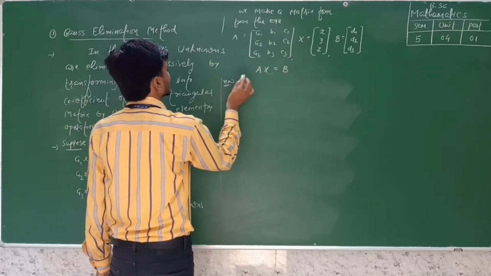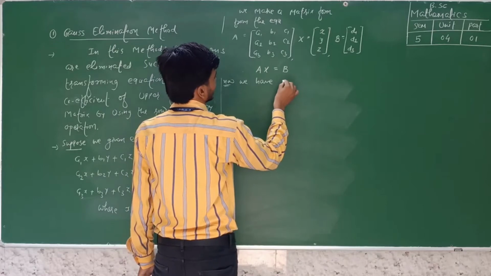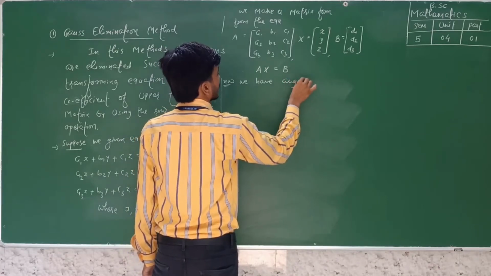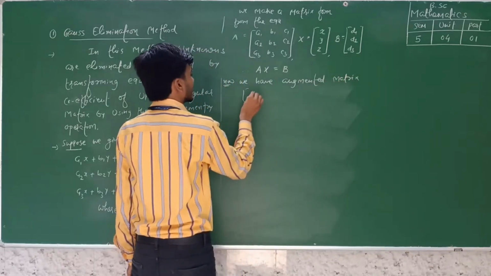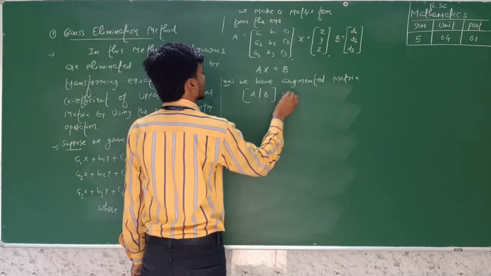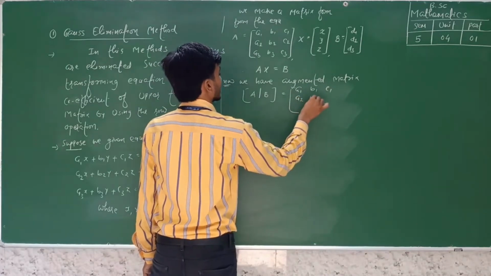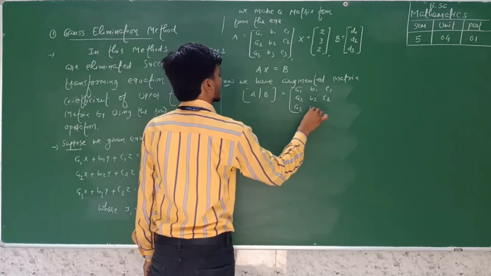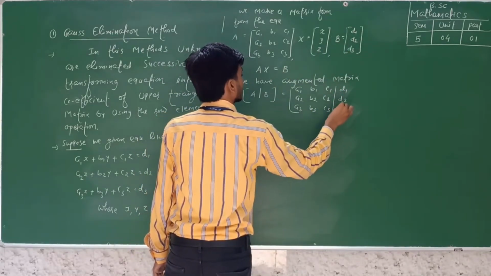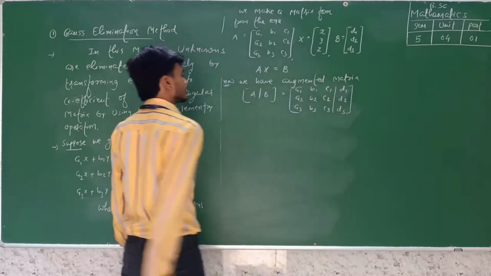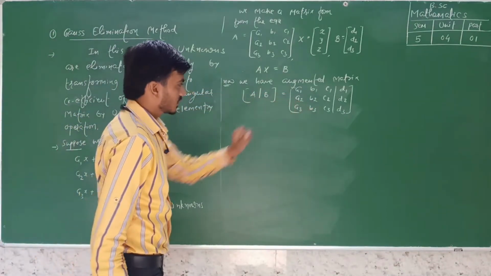Now we have an augmented matrix, A augmented B. That means the A matrix is A1, B1 and C1, A2, B2 and C2, A3, B3 and C3. Augmented B, that means D1, D2 and D3. So we have an augmented matrix, A augmented B, of this type.